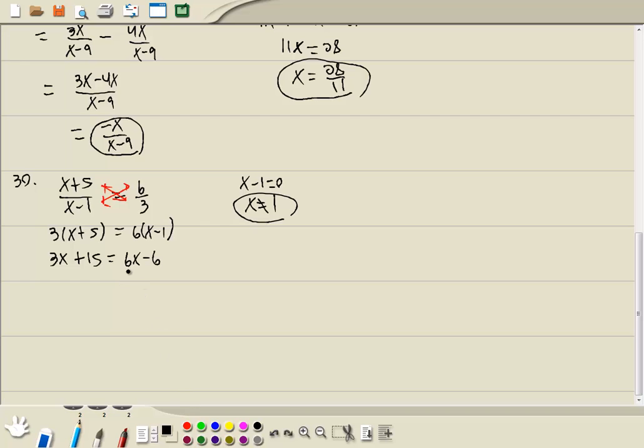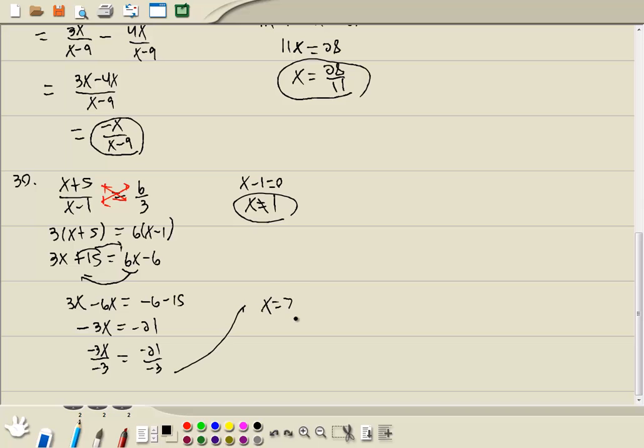Want to get everything with an x on one side, numbers on the other, so take 6x over there, take 15 over here. So we got 3x minus 6x equals negative 6 minus 15. So we got negative 9. Let's try it again. I'm getting tired, I guess. 3x minus 6x is negative 3x, not negative 9x. Negative 6 minus 15 is negative 21. Divide both sides by negative 3. And we get x is equal to 7 as our answer.